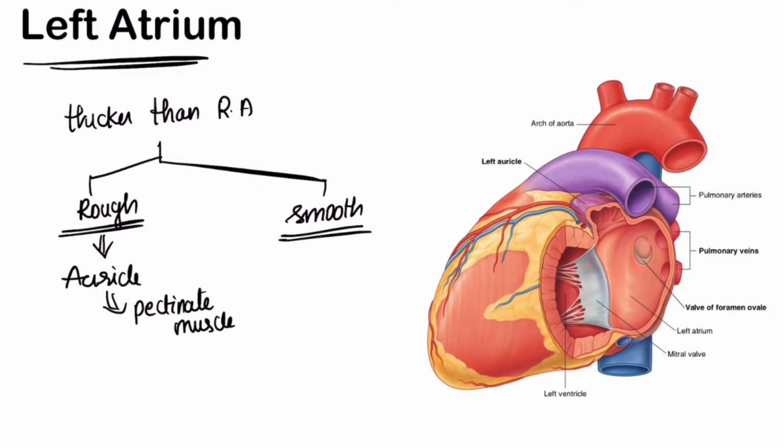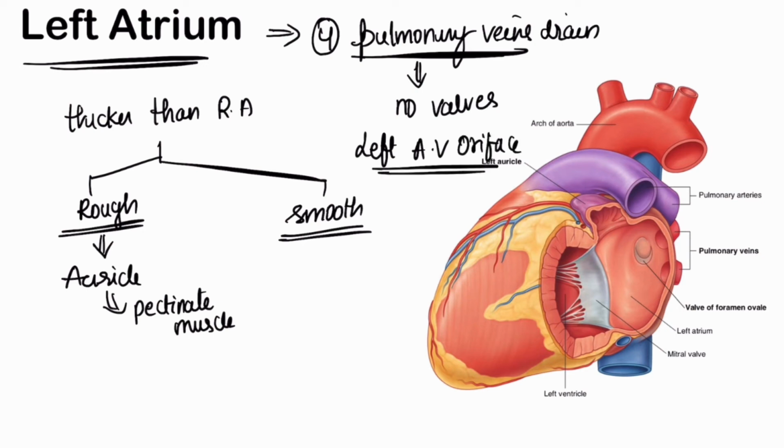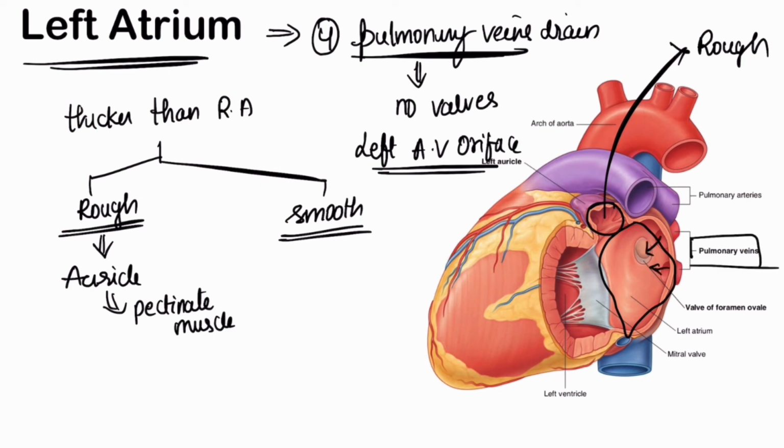Into this left atrium, the four pulmonary veins drain. These veins do not contain any valves, no valves. And inferiorly we have the left atrioventricular orifice. Now let us look at them in the diagram. This is the rough auricular part here, which contains pectinate muscles, and the remaining whole part is the smooth part, and it has four pulmonary vein openings. And that's all about the left atrium.